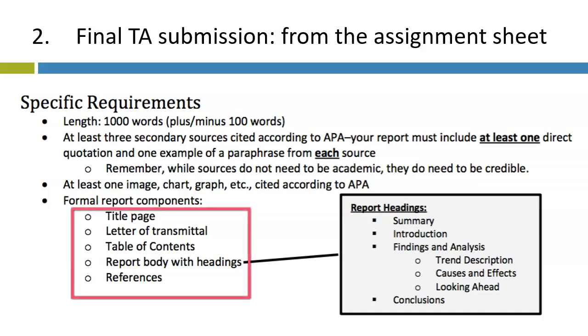And here we're looking at a set of bullet points about all of the formal report components. Title page, letter of transmittal, the table of contents, the report body with the headings and the references. Now, what I want to point out in advance of the lab this week is that all that we require for the peer review workshop is the body of the report. So you can see in the box on the right-hand side what that amounts to.